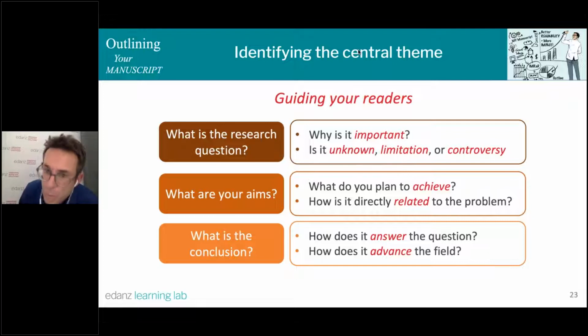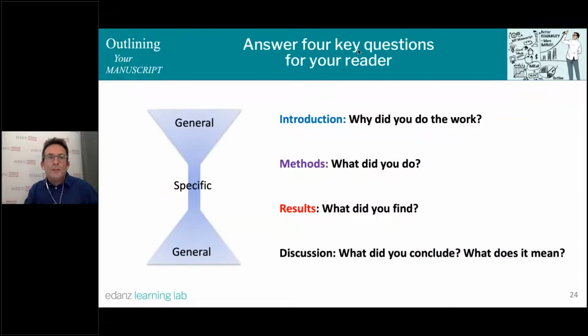Why is your work important? What's unknown? What's the limitation? Where's the controversy? What do you plan to achieve? How is this related to a problem? How are you answering a question? How are you advancing a research field?